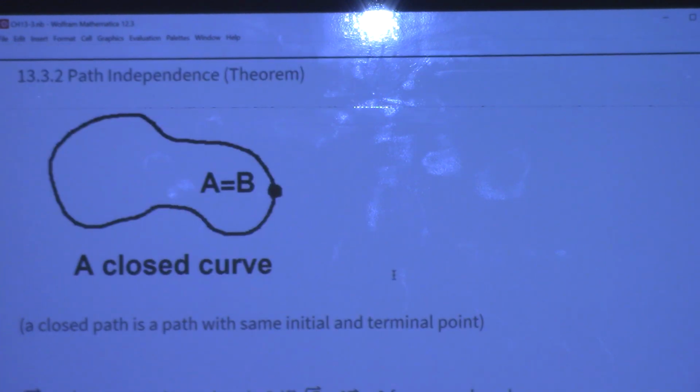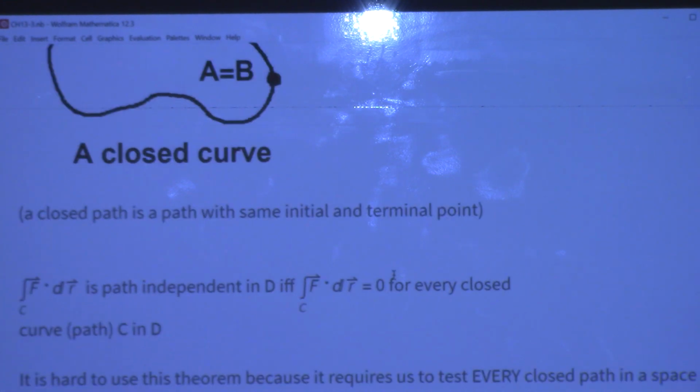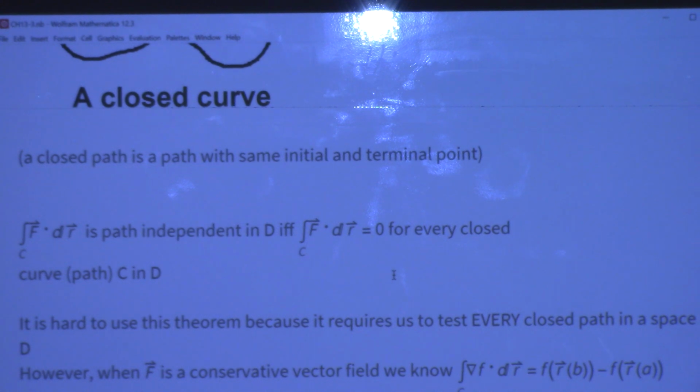All right, path independence. A theorem. First, that's a closed curve. Any curve that starts and ends at the same point is closed, right? You start and end. So we have the same initial point and same terminal point. All right. Is this obvious then to you, this next statement?